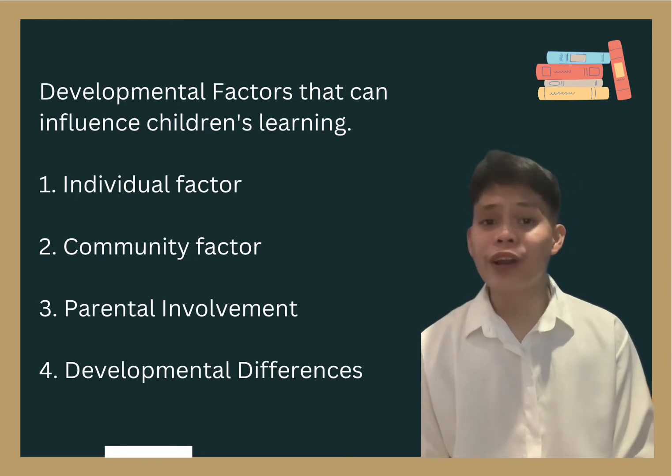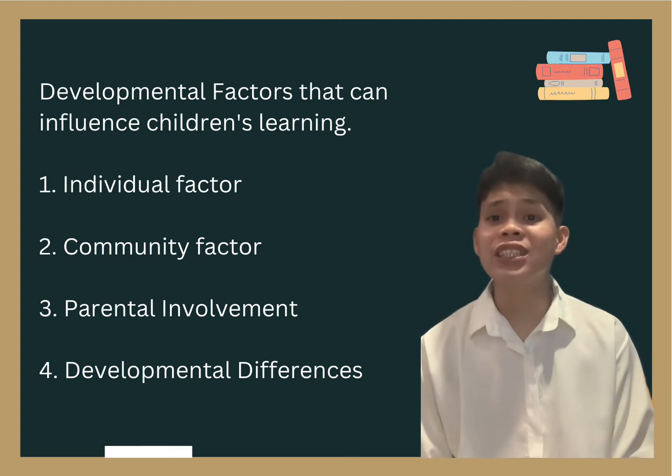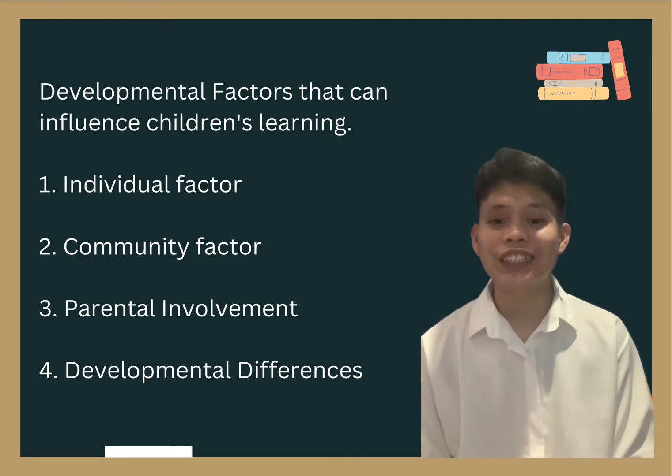The third one is parental involvement. It is an influence by parents, by the way parents discipline their children, whether it be good or bad. And the last one is developmental differences. Children are influenced by developmental stages.